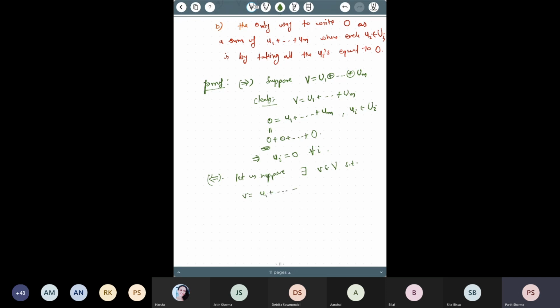So let's say u1, u2 up to um, and it can also be written as, let's say, v1, v2 and so on up to vm, where these ui and vi belong to capital Ui for each i, right? This is what you were saying.